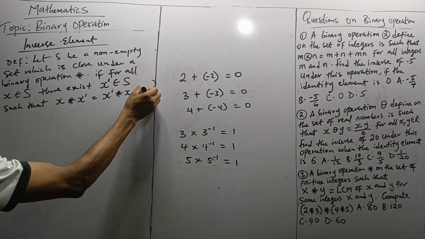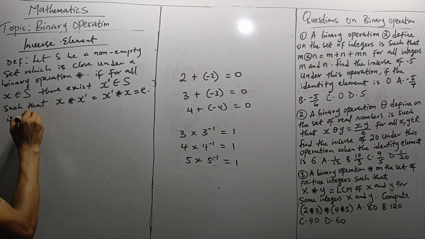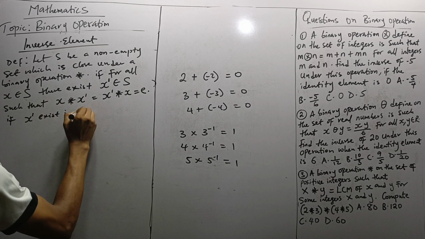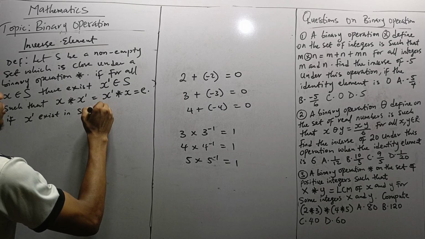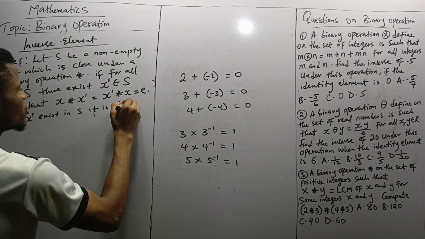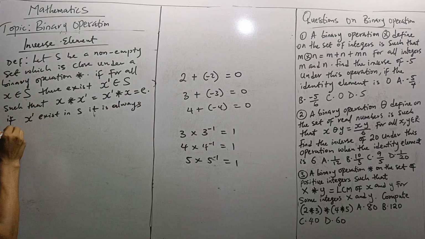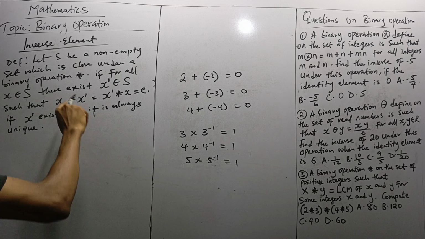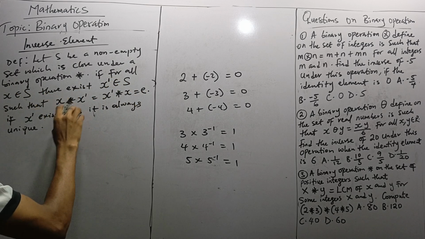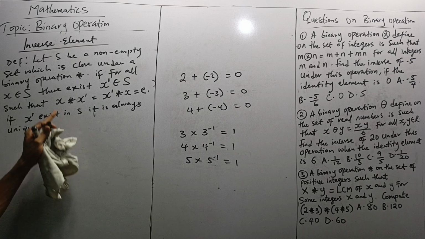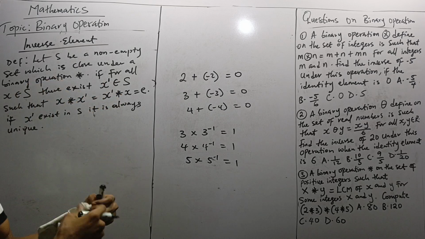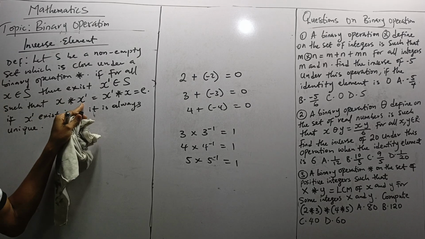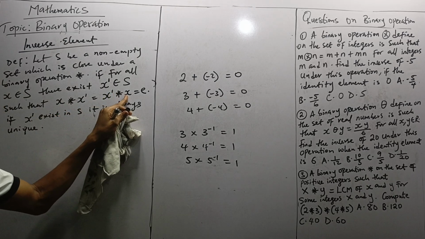All right. So if x prime exists in the set, it is always what? Unique. All right, it is always unique. Now the emphasis I want to lay here is that it's not necessarily about the commutativity. You know what I mean by commutativity? The order of arrangement is not important. The order is immaterial. That is, x combined with x prime is the same as x prime combined with x.